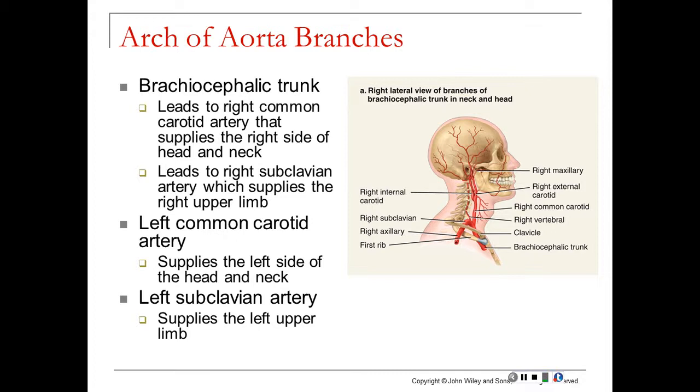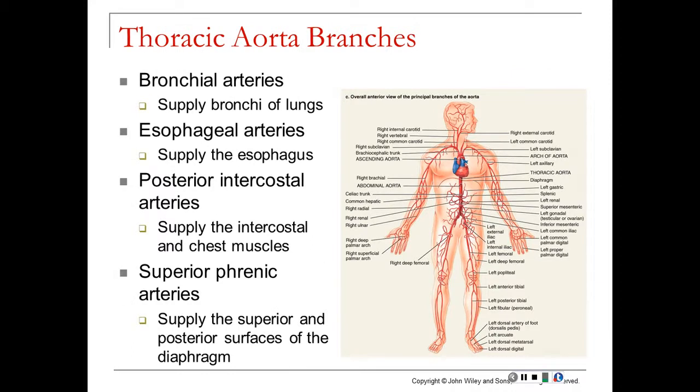The other 2 branches of the aorta coming off of that aortic arch include the left common carotid artery, which is going to go up the neck and supply the left part of the head and neck, and then the left subclavian, which is going to go to the left arm. There's some thoracic branches of the aorta as well: bronchial, esophageal, posterior intercostal arteries, as well as the superior phrenic arteries, which are innervating the diaphragm. Your lab instructor will get into more specifics as to exactly which arteries and which branches of the aorta that you need to be familiar with.